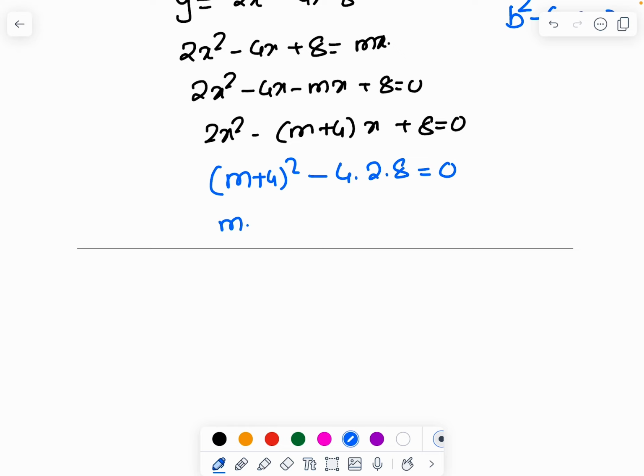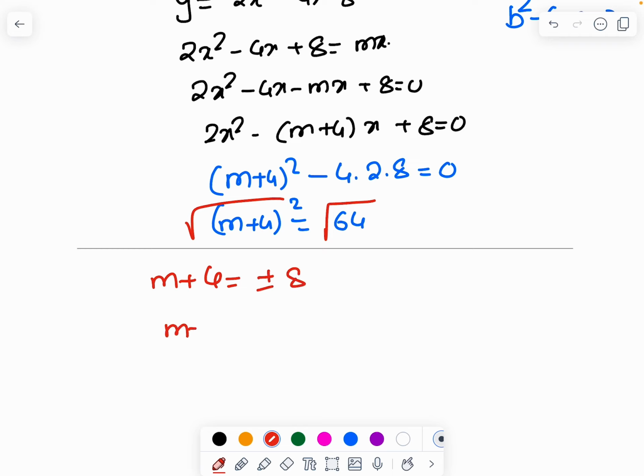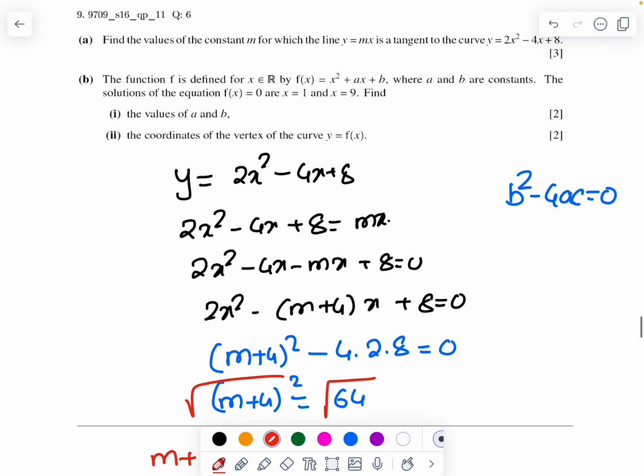So what do I get out of it? m plus 4 whole square equals 64. Square root on both sides. Square root of 64 is plus or minus 8. So m plus 4 equals plus or minus 8. m plus 4 equals minus 8. m plus 4 equals plus 8. m equals minus 12. m equals 4. This is going to be the answer.